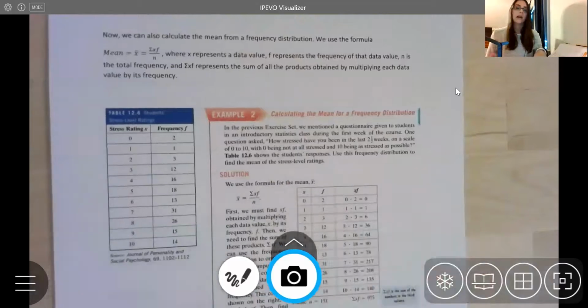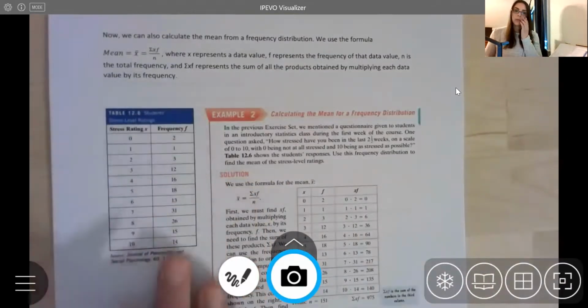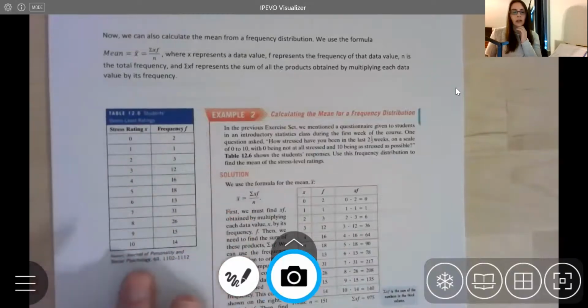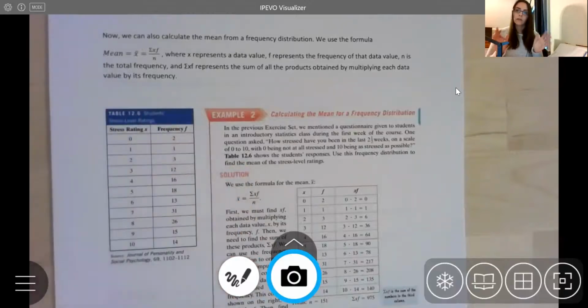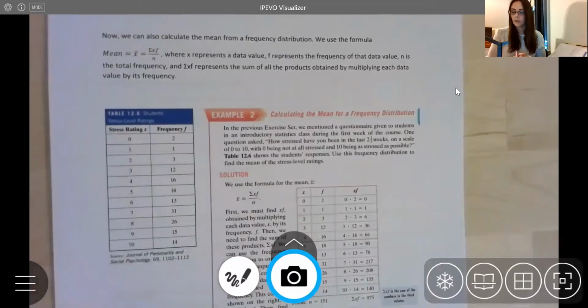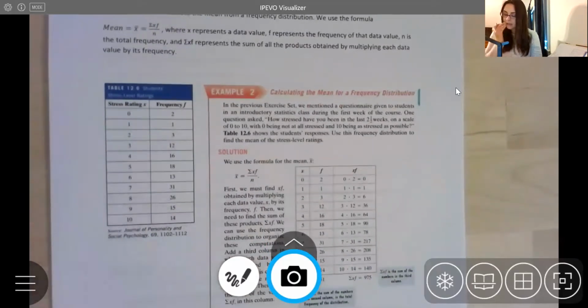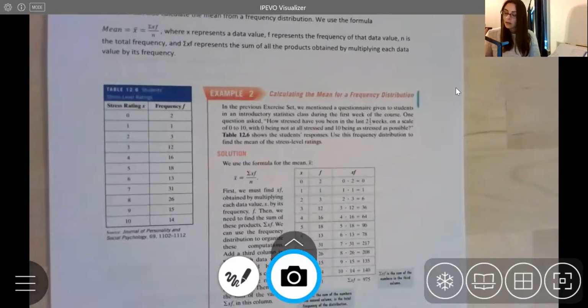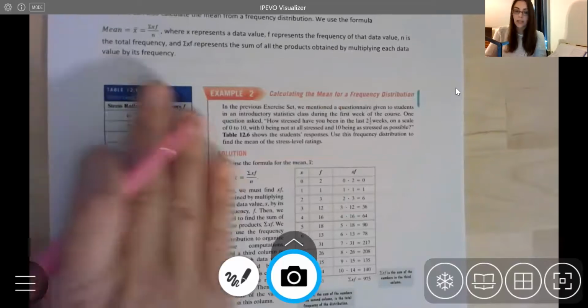Now you can also calculate the mean from a frequency distribution. If you have a standard frequency distribution where each of the values are listed instead of the classes, you can do it with classes, but it gets a little bit tricky. So we're just going to focus on the generic frequency distribution here, where you have individual values on the left side of the table. Then you can find the mean using the table.